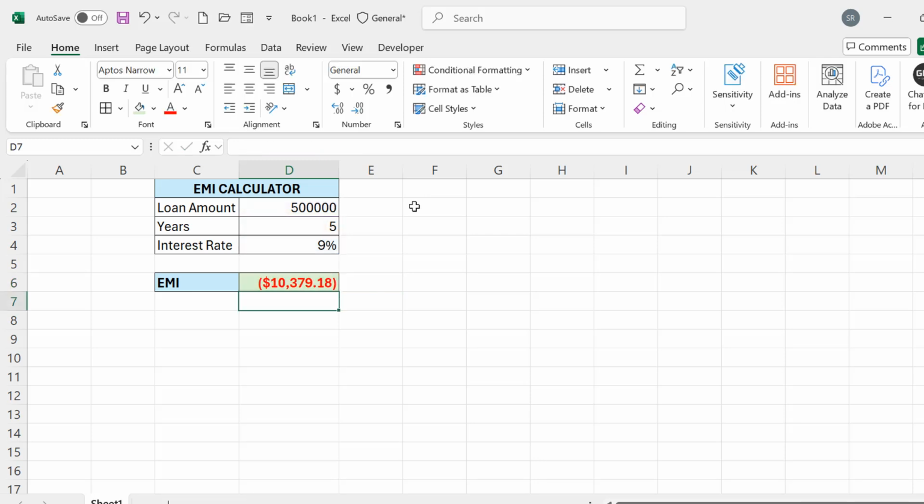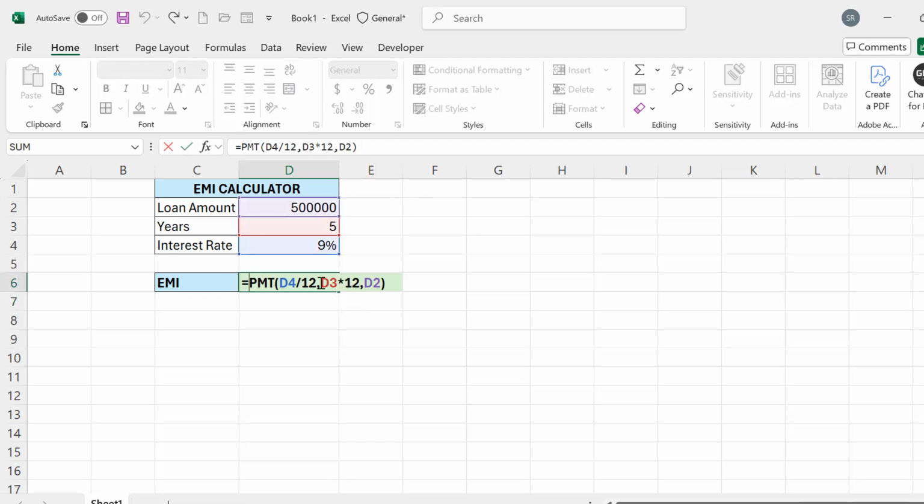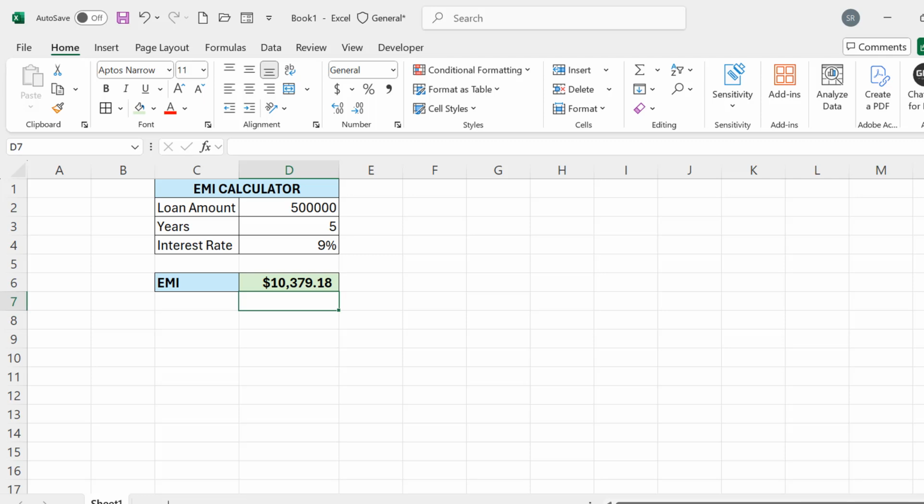Press enter. Now you got some amount, but it is showing inside the brackets, parentheses, in red color. That means it is a negative value. All financial functions results are going to display in negative only, so we'll convert it into positive by adding a minus in the beginning, minus of minus is plus, so that we'll get a positive value. 10,379.19 EMI we are going to pay every month for this amount, 5 lakhs.